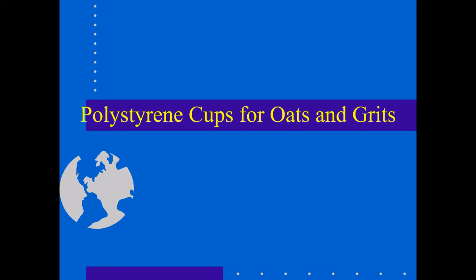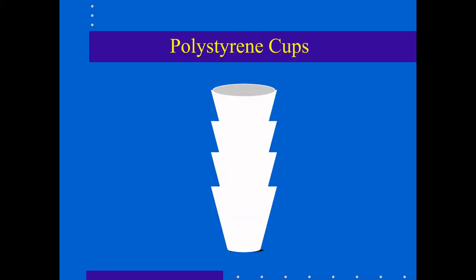Now, the first one is polystyrene cups for oats and grits. And I'm sure you know what polystyrene cups are. You can still see them, especially in supermarkets. Food vendors use them for placing food so that it will retain the heat of the food. For example, when you buy corn in cups, they still use polystyrene cups.